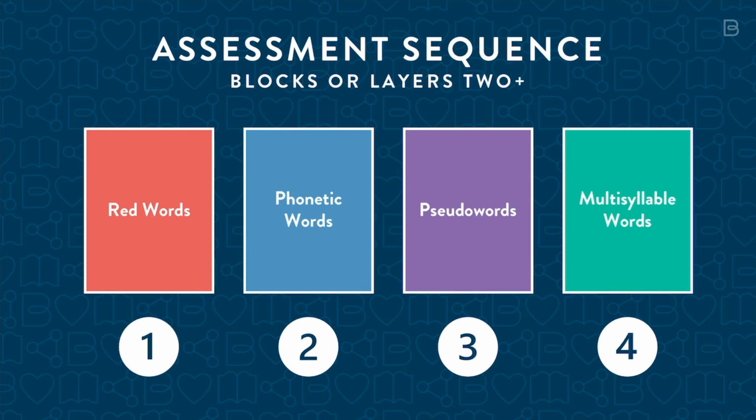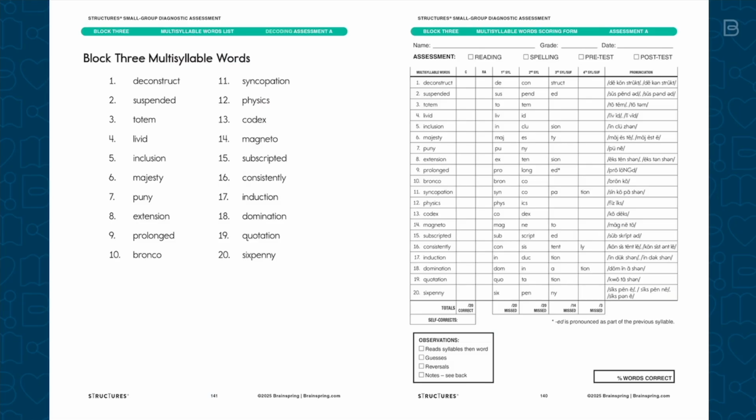This is just a short sampling of many, many opportunities for teaching all the various different components within that block and layer. The assessment sequence will be the same as you move through each block and layer. So again, you're always going to pre-assess your red words. You're going to use your phonetic words as spelling. If you need to, you use your pseudo words, and then you can use the multi-syllable words. Some teachers use them for reading, some will use them for spelling. That is up to your discretion. You know your students.